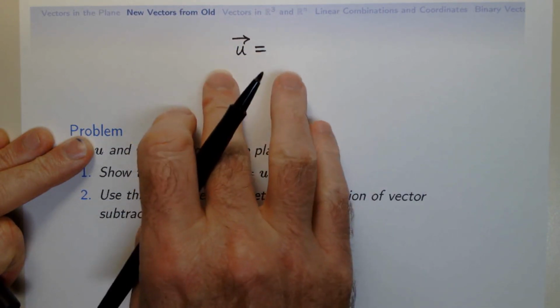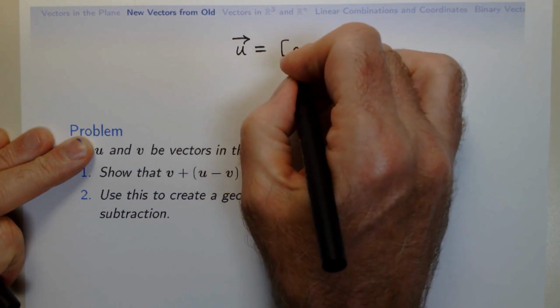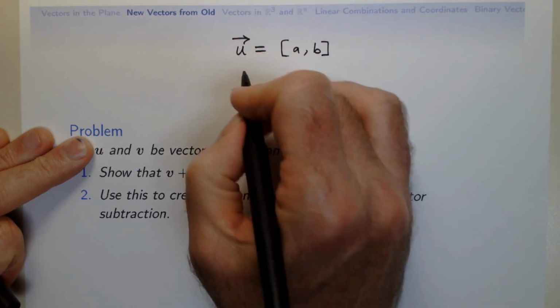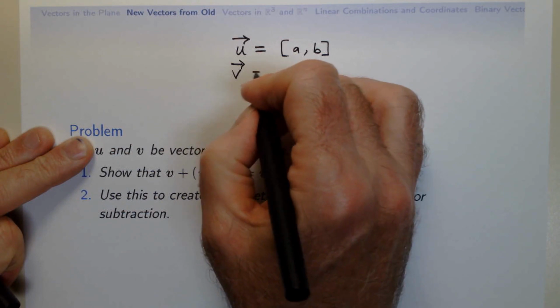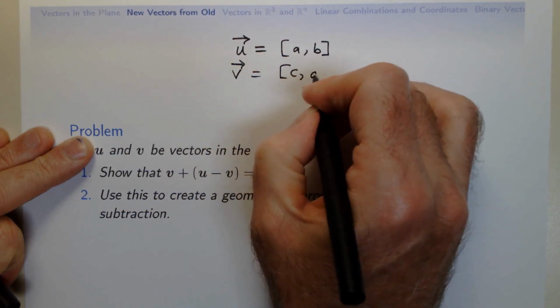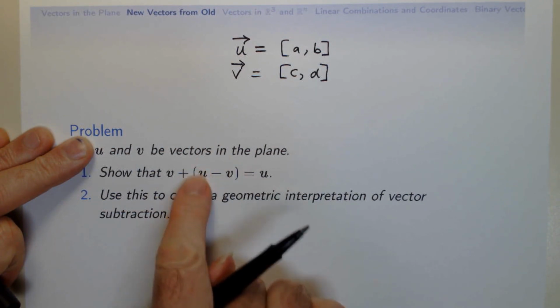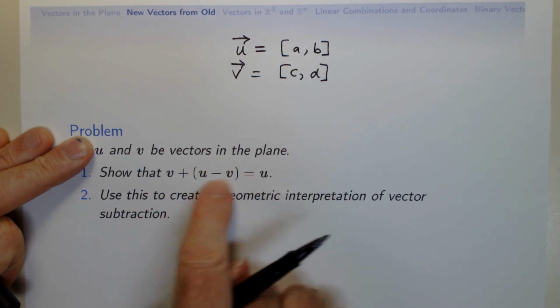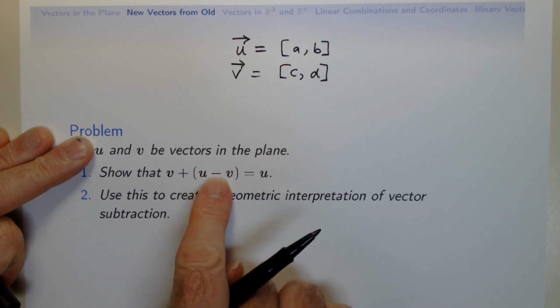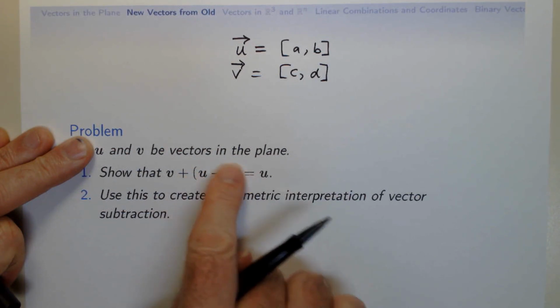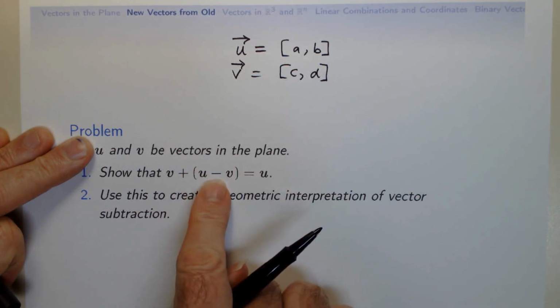So I'll just say let the vector U have components, let's say a and b. And let's say the vector V has components c and d. Now the first thing we're going to want to work out is this expression in the parentheses, because when we parse this left-hand side, we have to realize that we have to do this calculation first and get a single vector to represent U minus V.